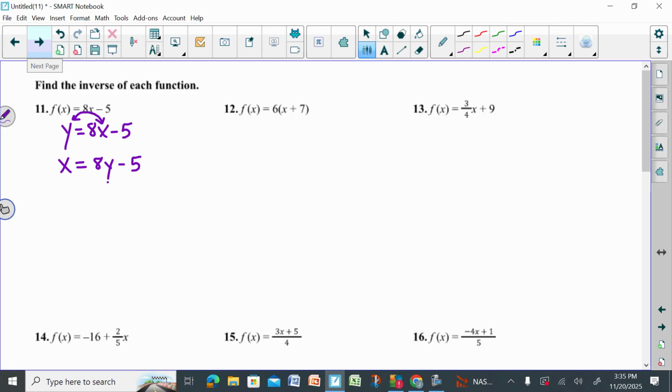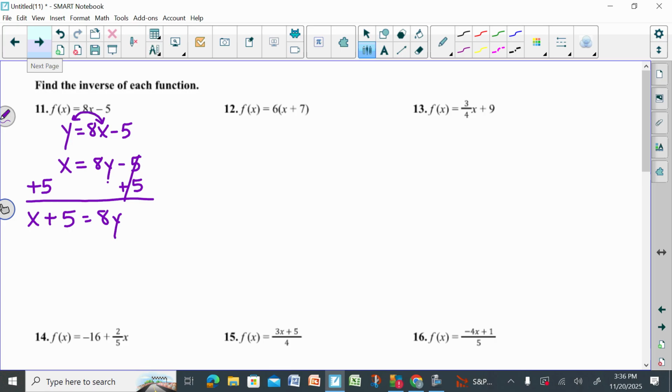To solve for that y value right now, that y is being multiplied by 8 and subtracting 5. So I'm going to take care of the subtraction of 5 first. I'm going to add 5 to both sides. We've done this many times, guys, when we switch to standard form and all that good stuff. We're just solving for y. I don't care if you put the 5 out in front of x, or I know you guys have kind of been trained to put x in front of 5. It doesn't matter when you're writing inverses. Equals 8y.